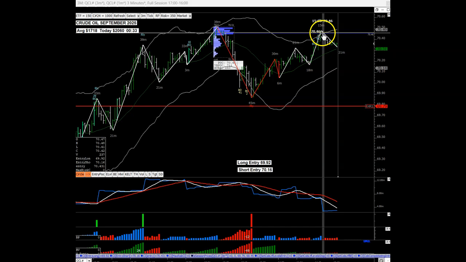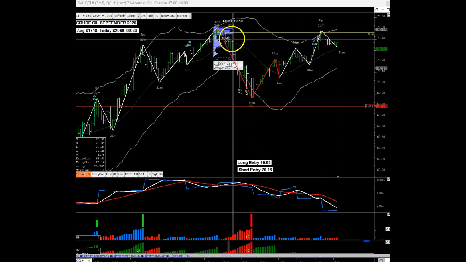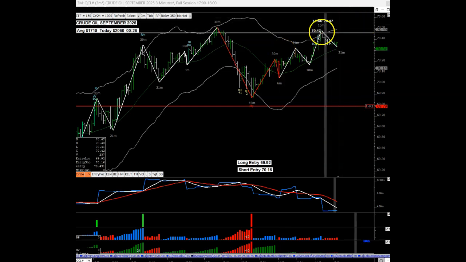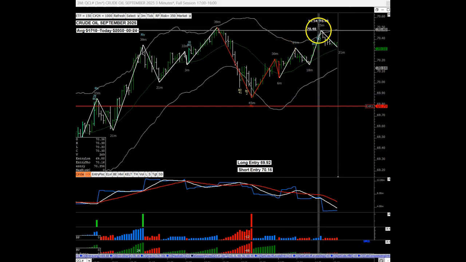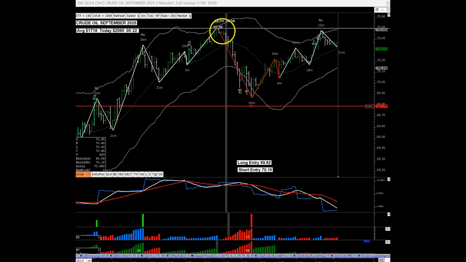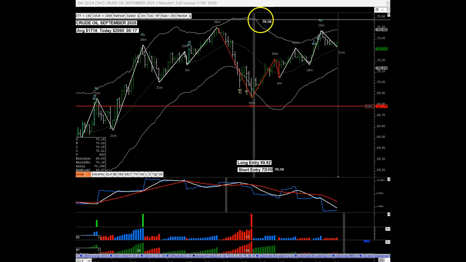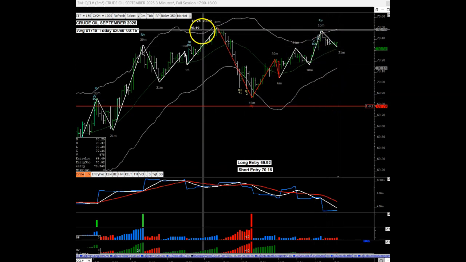See that? All they did was go to the supply zone. So that's an excellent area for supply to defend. Demand gets exhausted, more supply comes in and breaks. We'll see.